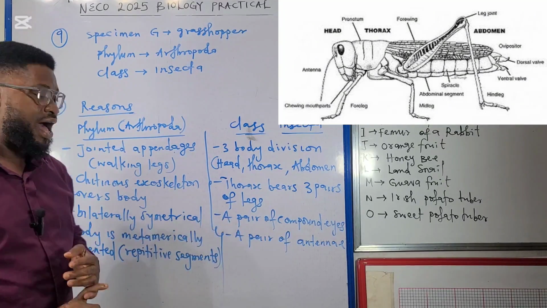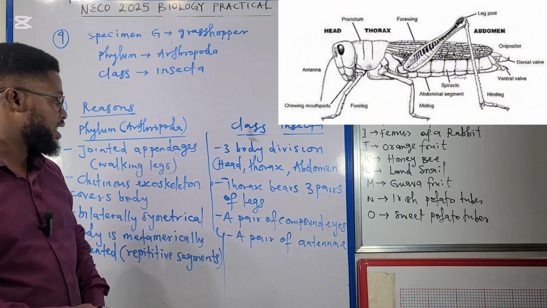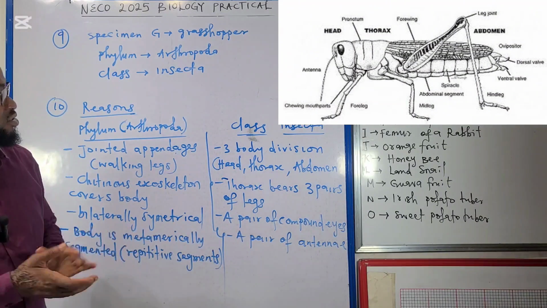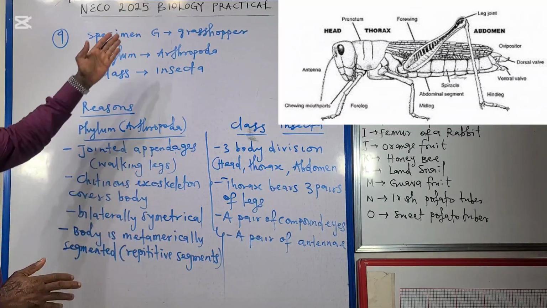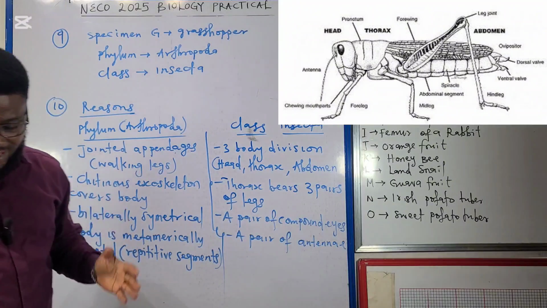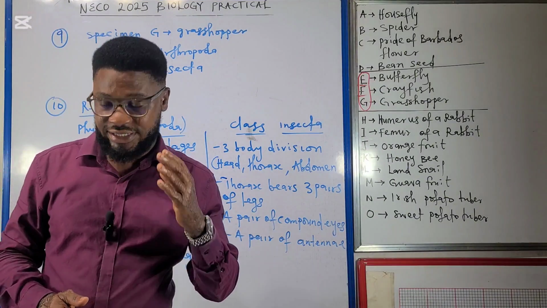A pair of compound eyes is another reason why we are putting it into the class Insecta, and a pair of antennae, just to mention a few, are the reasons why specimen G, the grasshopper, belongs to the class Insecta. That answers question 9 and question 10.